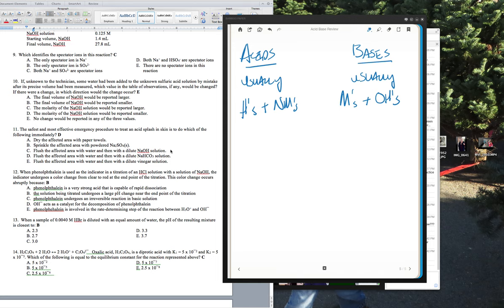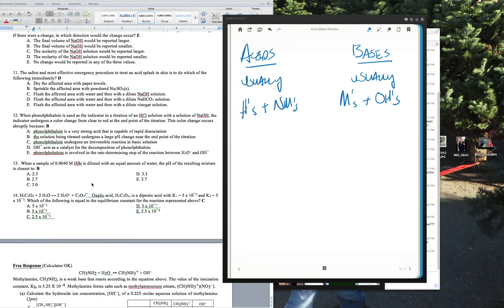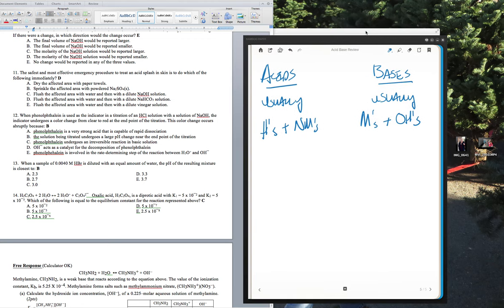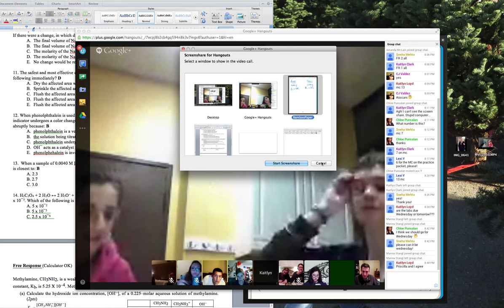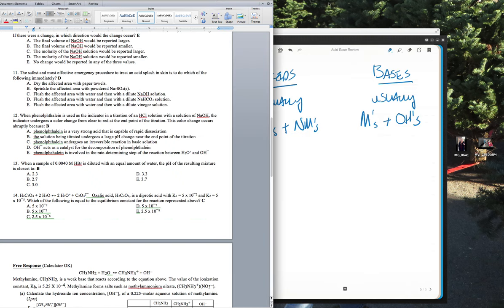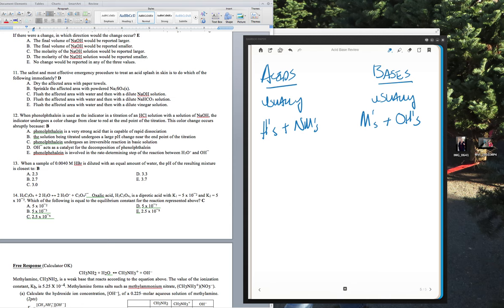All right. Number 13: when a sample of 0.004 molar HBr is diluted with an equal amount of water, the pH of the resulting mixture is closest to which choice? This is a harder one to do without a calculator, so I'm going to go to my bamboo paper. What we have is 0.0040 molar HBr, diluted with an equal amount of water.